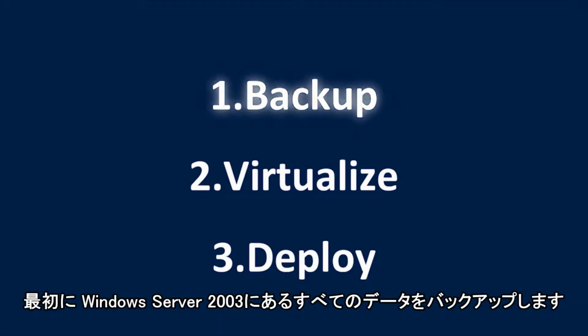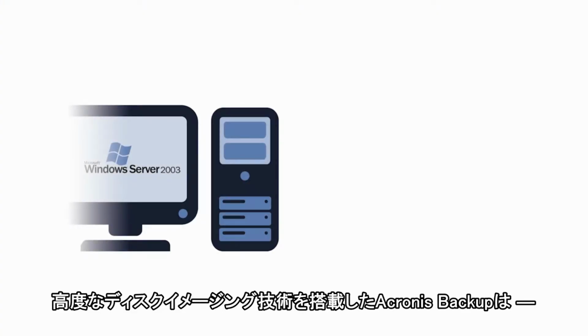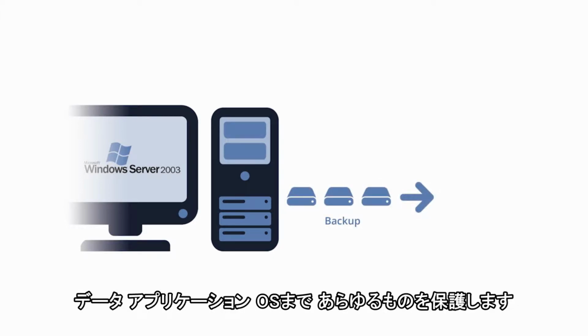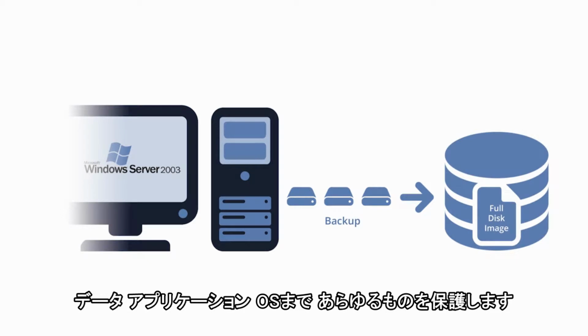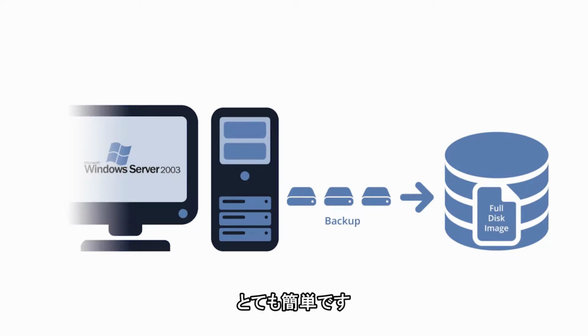First, you need to back up everything you have in your Windows Server 2003. Acronis Backup with advanced disk imaging technology will protect everything you have: data, applications, and even your operating system. Let us show how easy it is to perform complete disk image backup and make sure your data is safe.